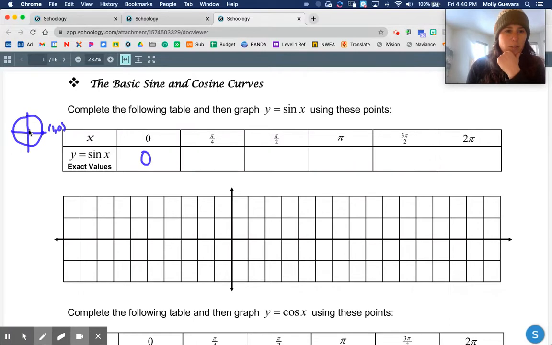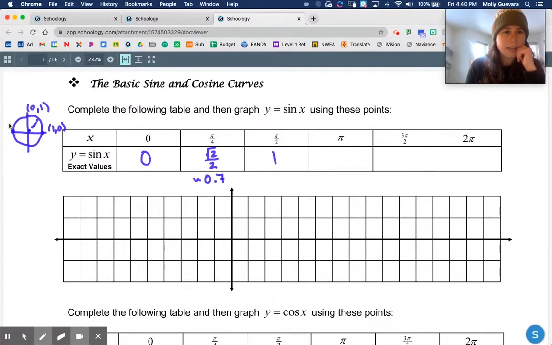At pi over 4, which is here, I have square root of 2 over 2, comma square root of 2 over 2. So the y value is square root of 2 over 2, which is about 0.7-ish. Even though it says exact, I like to know what it is in decimal so I know how to graph it. Pi over 2 is right here at 90, and this is the point 0, 1. So my y value is 1.